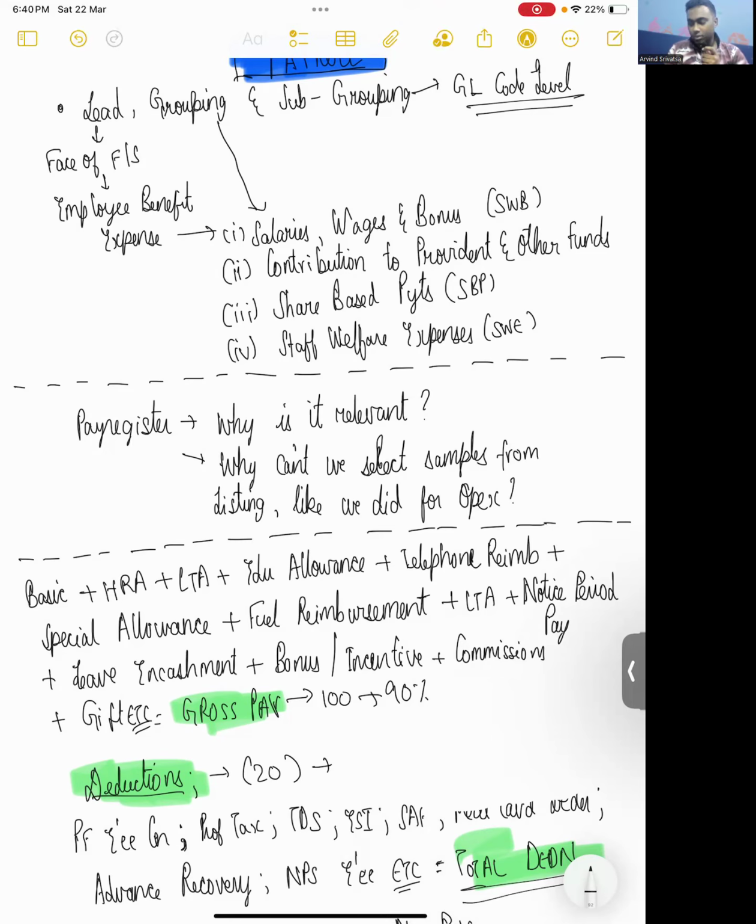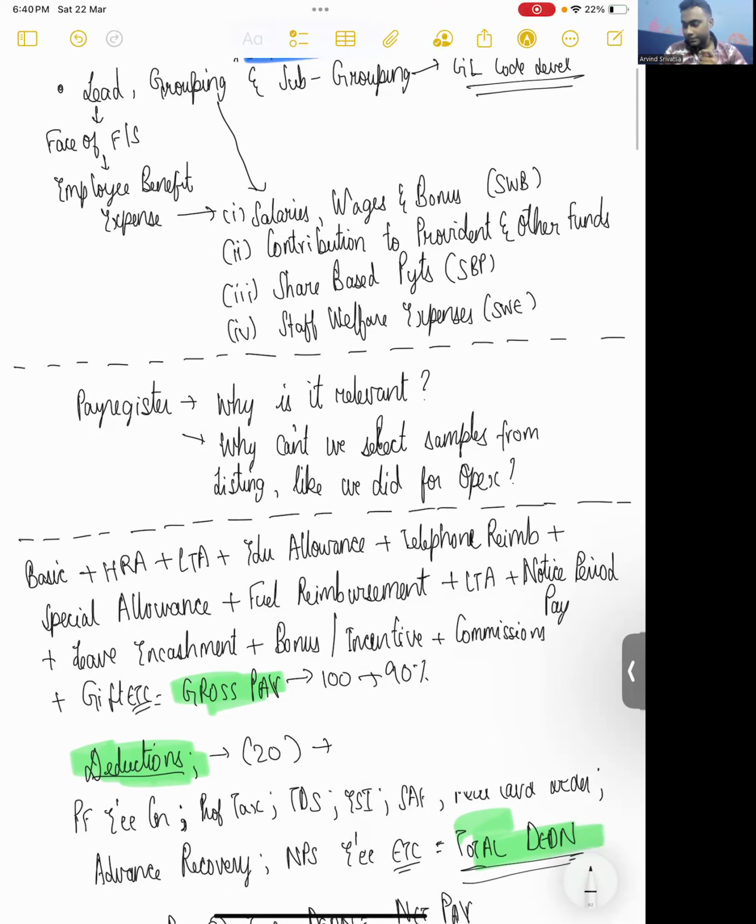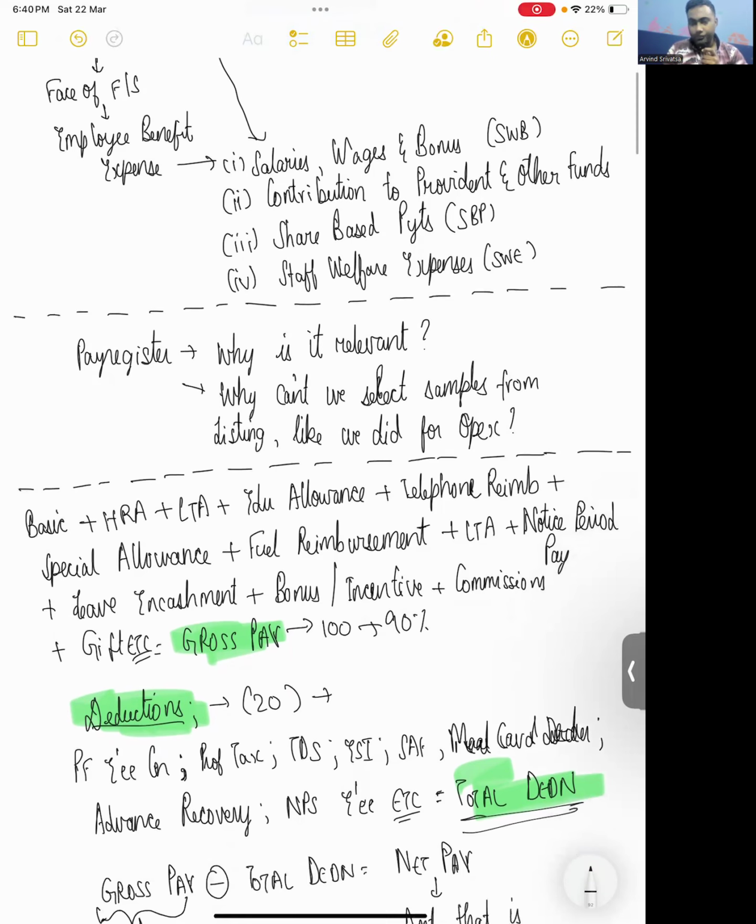Then there are deductions. So what are deductions? Deductions are basically recoveries from the employee. So why recovery? Above, we were discussing the employer's contribution to provident and other funds, right? So here there will also be an equivalent employee contribution. Let's take the example of PF. Here the gross pay for an employee, let's say, is rupees 100, and let's say the deductions are 20. Let's say the entire deduction arises out of the employee's contribution towards PF to the extent of 20.